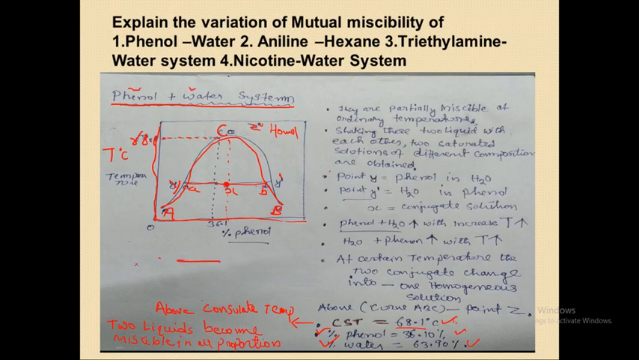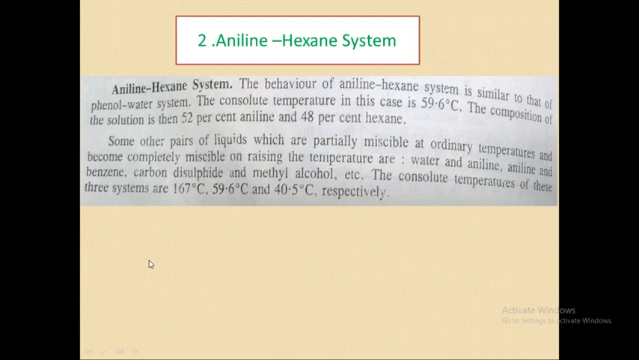This is a type 1, and another type is the aniline and hexane system. The behavior of the aniline and hexane system is similar to that of the phenol and water system. The consolute temperature in this case is 59.6 degrees Celsius.